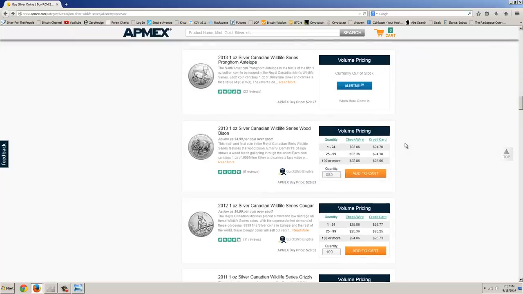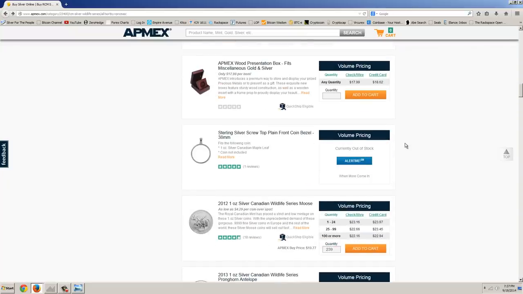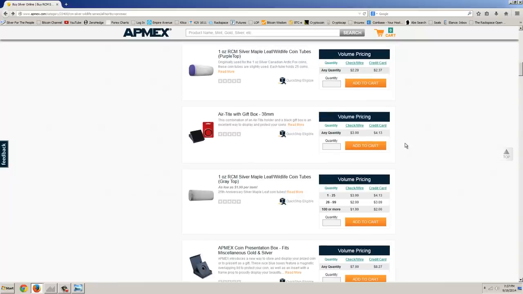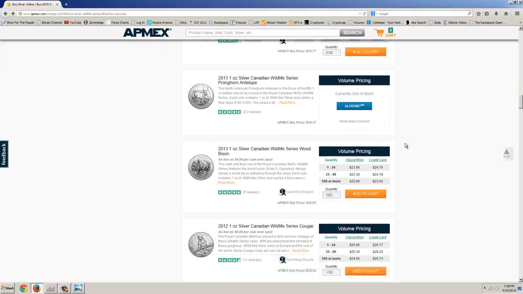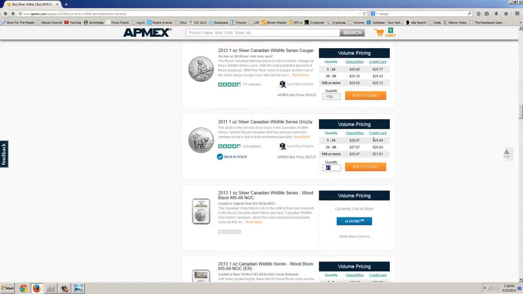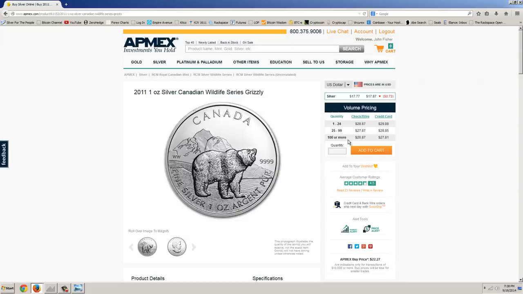So those are the picks. Those are my favorites. The favorite of all is going to be the 2 ounce horse. The second is going to be the half ounce horse. And the third, if it's still available when I'm looking, is going to be this 2011 Grizzly.